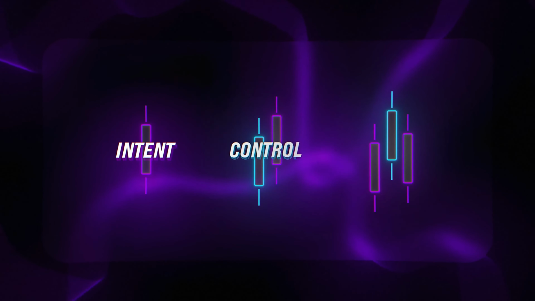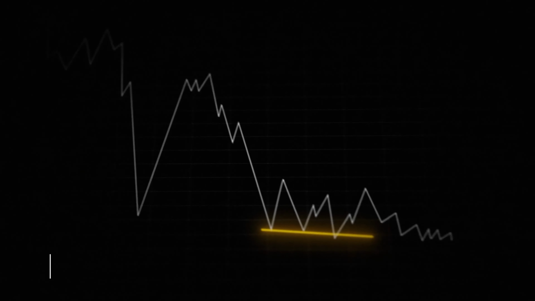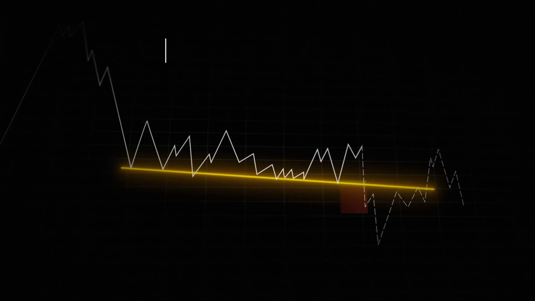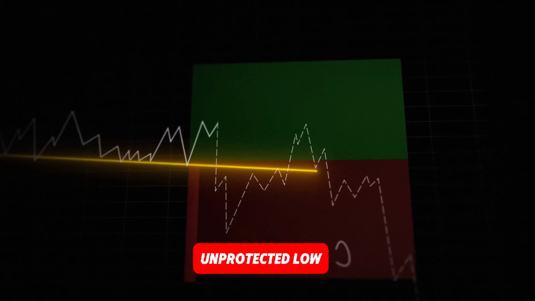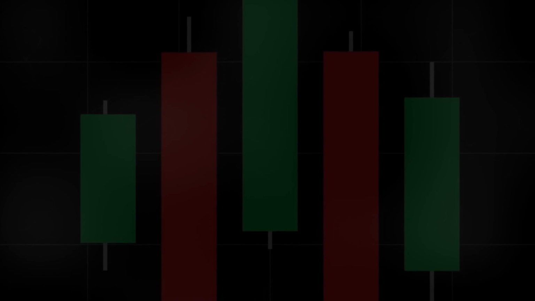In this video, we are going to talk about protected swings, which are also called protected highs and lows. Many traders get stopped out, and then the market moves in their direction. That happens because you don't know which high or low will stay protected with your stop loss. Let's get straight into it.